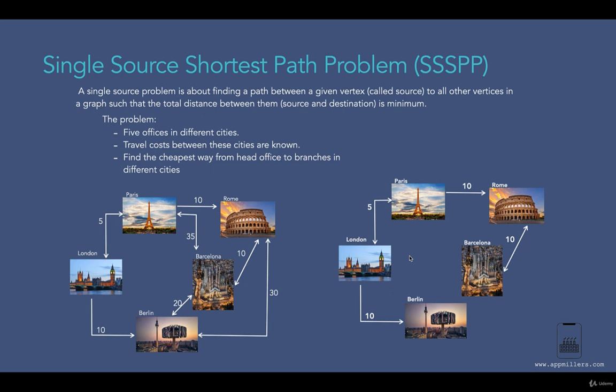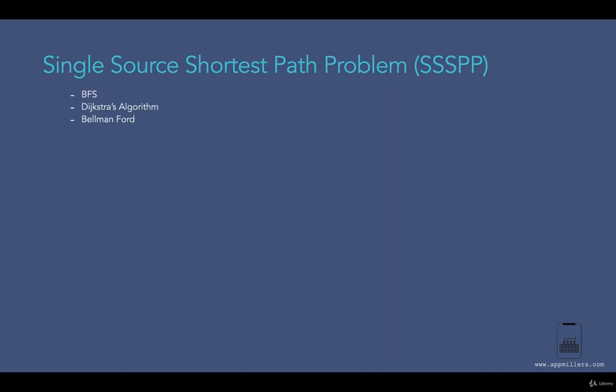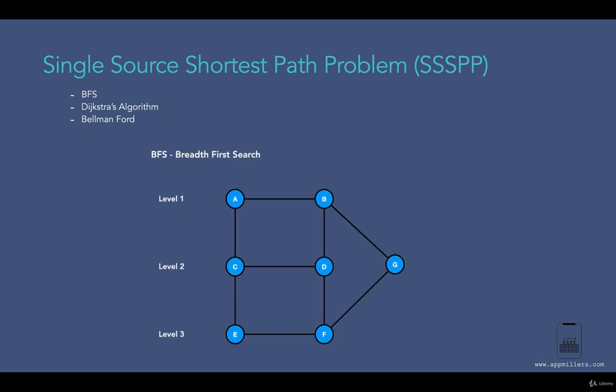As I mentioned before, we can solve the single source shortest path problem using 3 algorithms: breadth-first search algorithm, Dijkstra's algorithm, and Bellman-Ford algorithm. We are going to talk about these algorithms one by one. First, we are going to start from the breadth-first search algorithm.